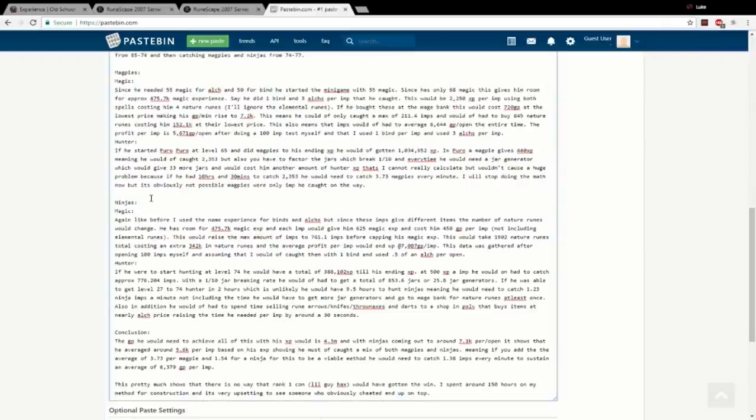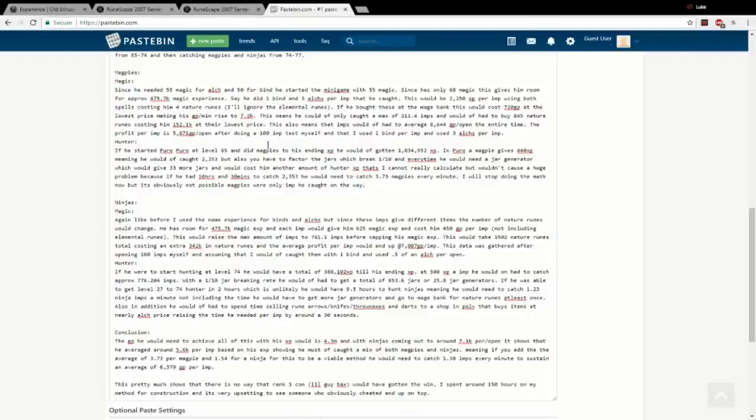So next I did the math on the ninja imps, and this one makes a little bit more sense. I used the same number for magic, and he would have only been using 0.5 of a nature rune every ninja, and about two natures on the binds, which would only give him 625 magic XP. And he would need about 1,902 nature runes, costing 342k. And this would end up with each imp needing to be about 7,087 GP, which is not completely unobtainable.